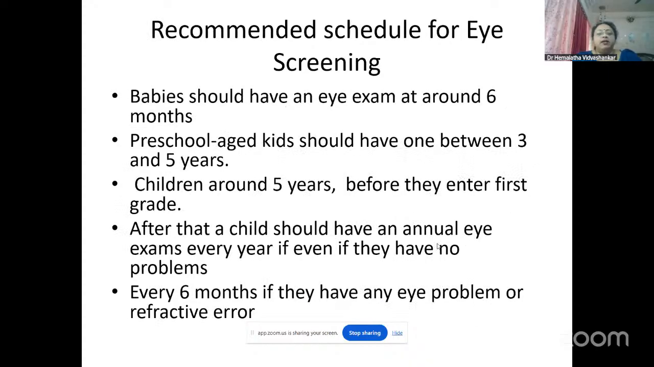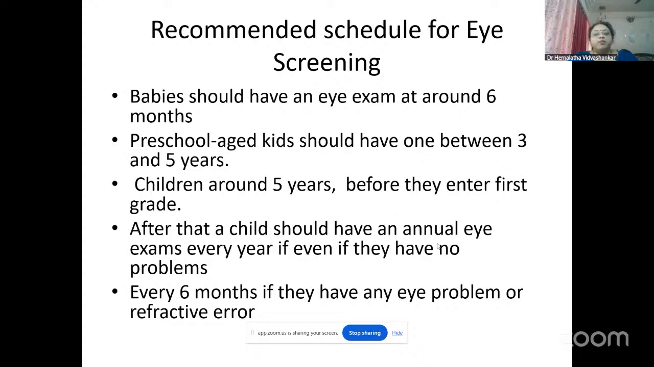Now, the recommended schedule is all children should be checked around 6 months of age by the pediatrician. They have to check whether the child is fixing, following, maintaining eye contact. Preschool children should have an eye examination between 3 to 5 years. Even if they cannot read the normal Snellen's charts with alphabets, we have various pictures with which we can assess that they have a proper eye examination.